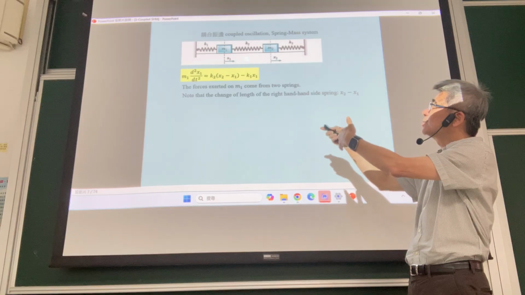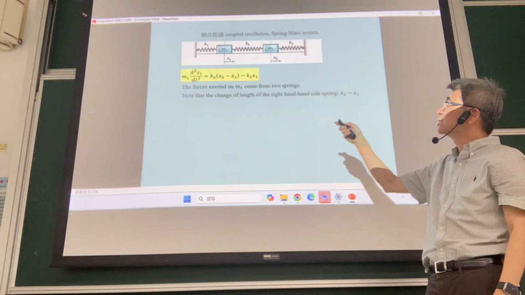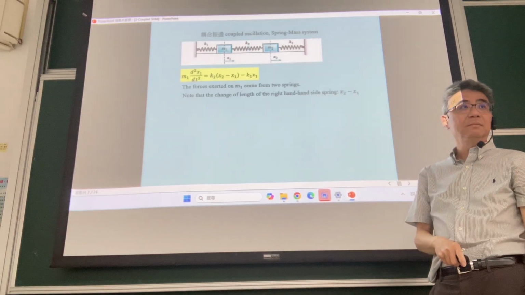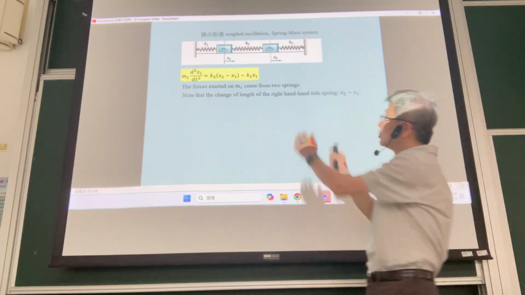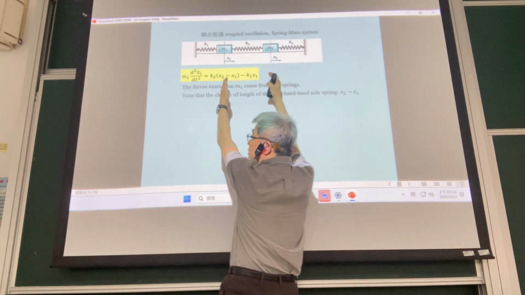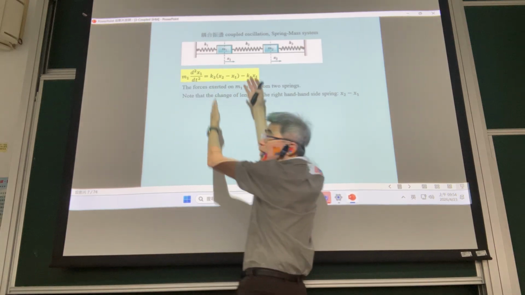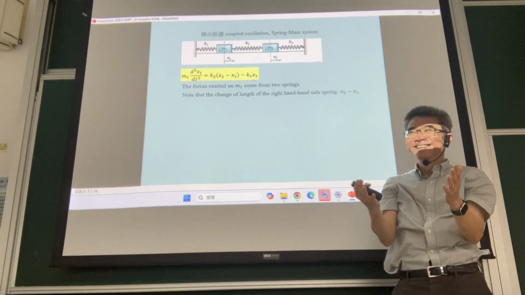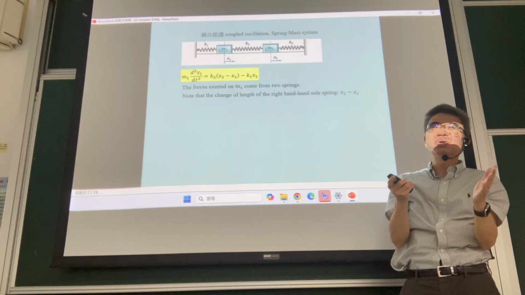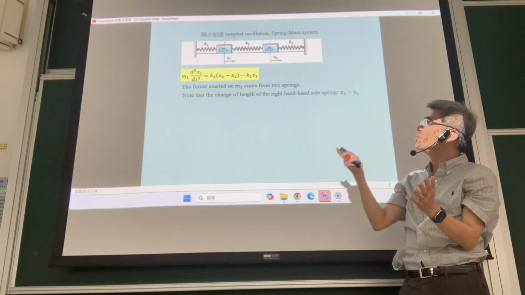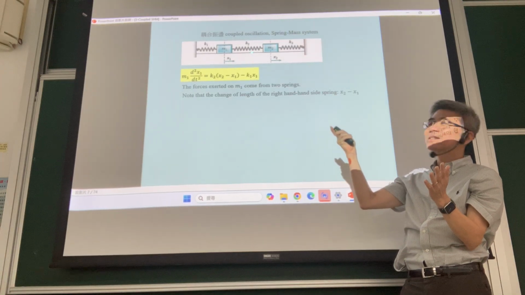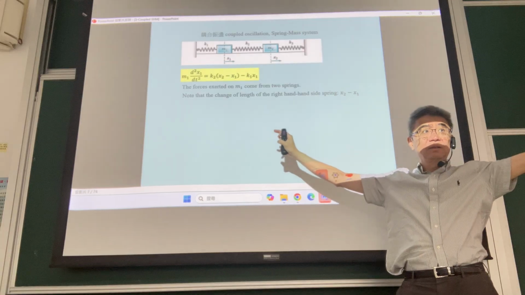And the change of the length of K2 is x2 minus x1. Is that okay? Because originally, it's the natural length. This moves x2, this moves x1. Then x2 minus x1 is the change of length. According to Hooke's law, it will determine the force exerted by this spring on both sides.